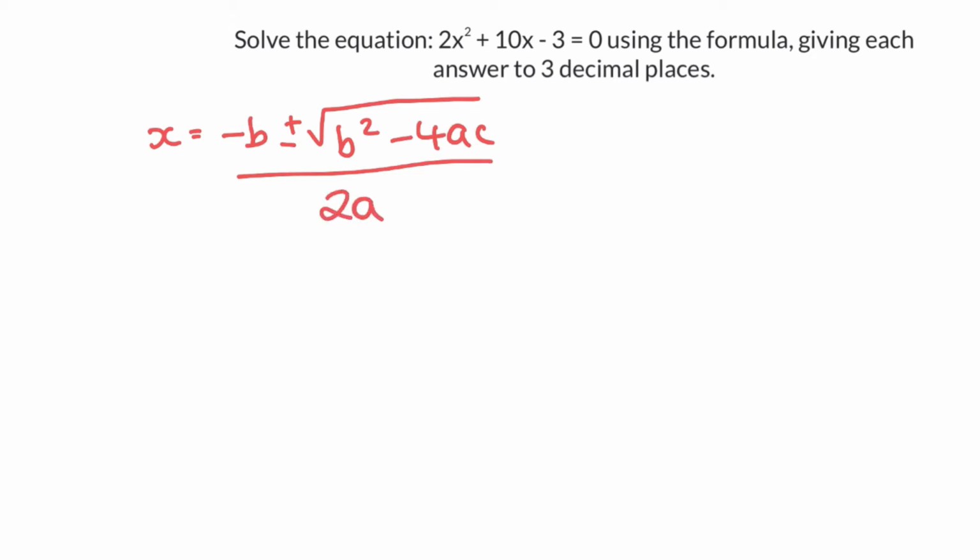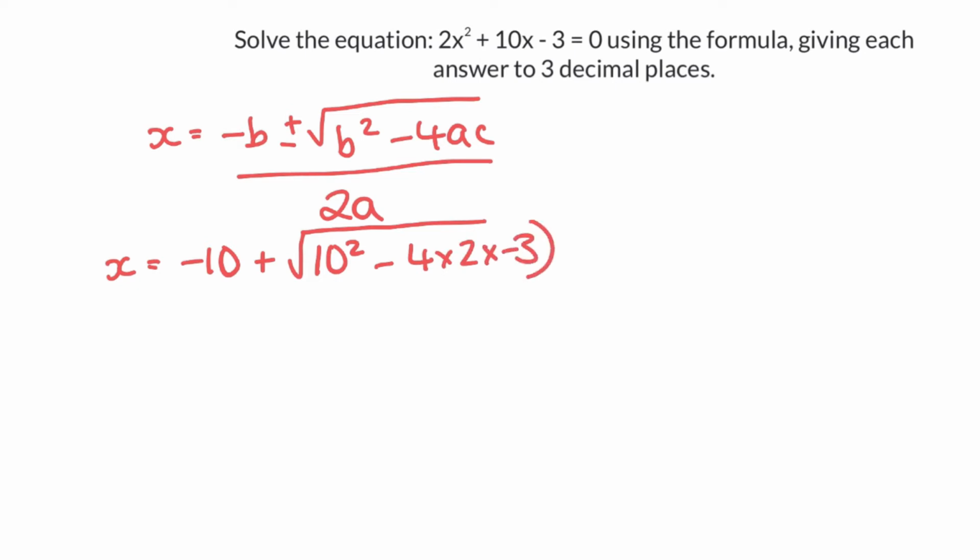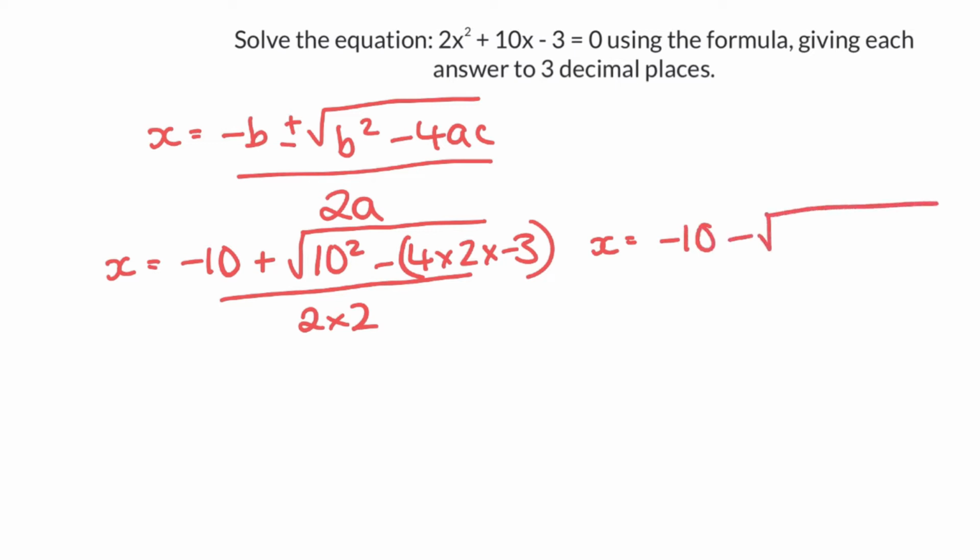So we've got our a value is 2. Our b value is 10 and our c value is minus 3. So our first answer is going to be x equals minus 10 plus the square root of 10 squared minus 4 times 2 times minus 3 divided by 2 times 2. Our other answer for the quadratic is going to be x equals minus 10 minus the square root of 10 squared minus 4 times 2 times minus 3 divided by 2 times 2.